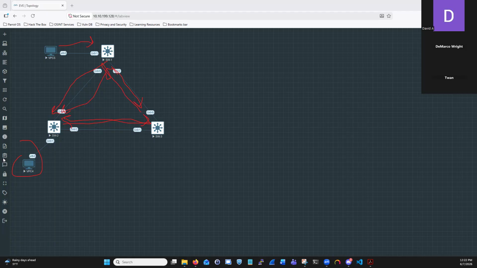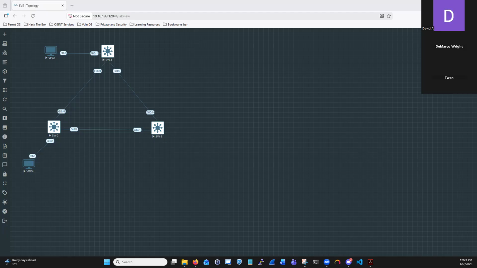Broadcast storms, MAC table instability, and multiple frame transmission. You need to know this for the exam. This is a key topic, right? Okay? All right. So again, what does spanning tree actually do?